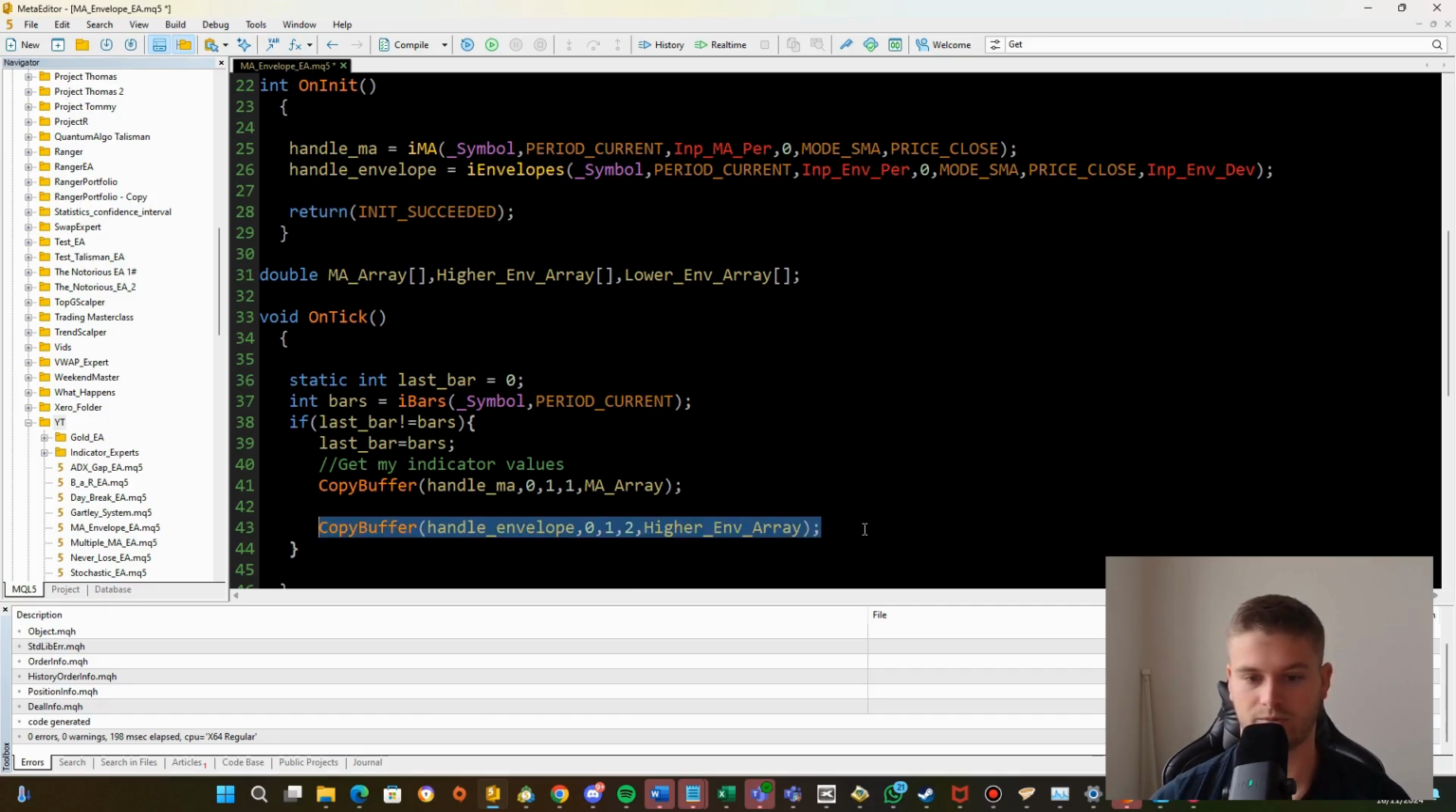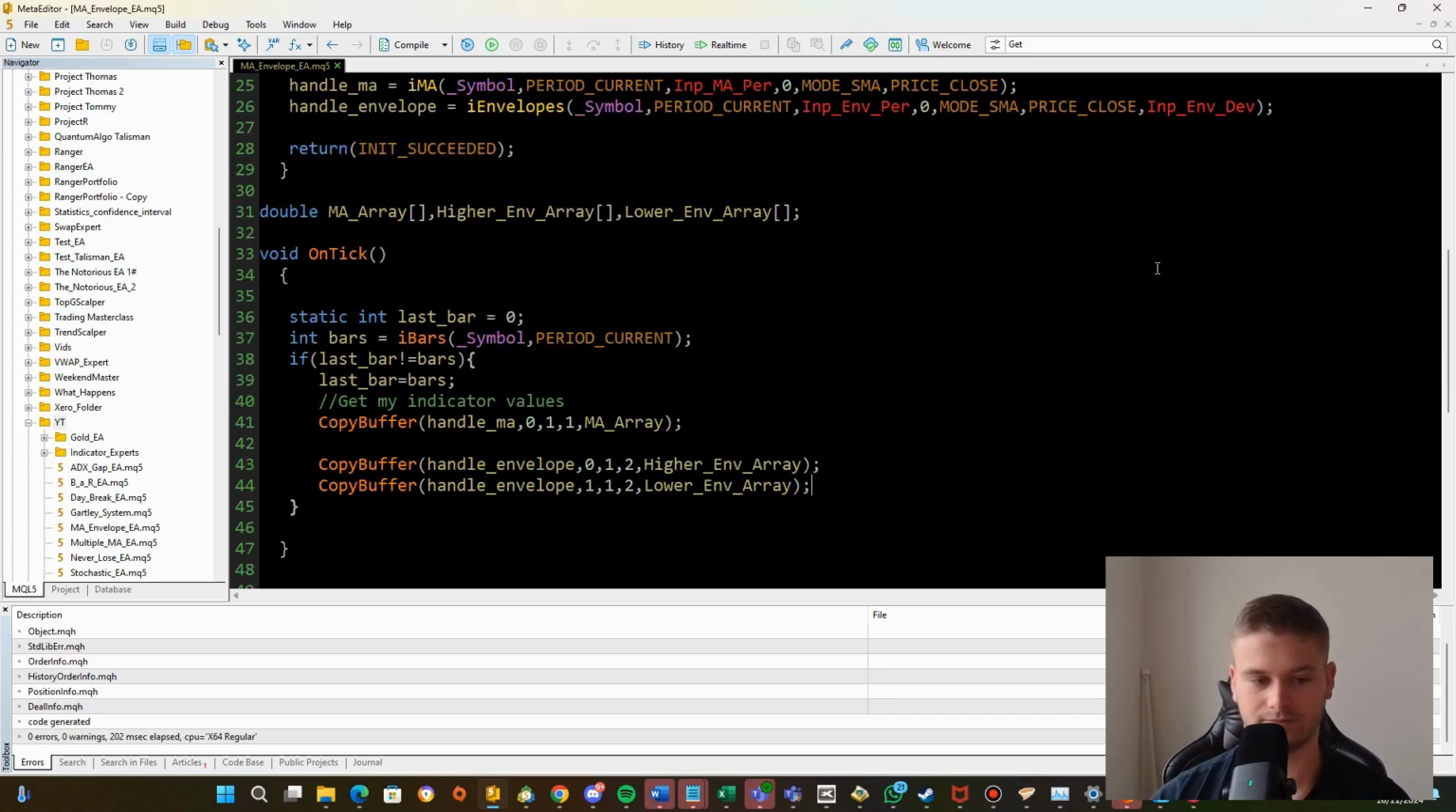So now let's just copy this and paste it here. Everything's the same, but I'll just change the buffer number to 1. Therefore, this is for the lower band. And I will change the array to lower envelopes array right here. So far, so good. Okay, so now I can start working on my signals, I guess.